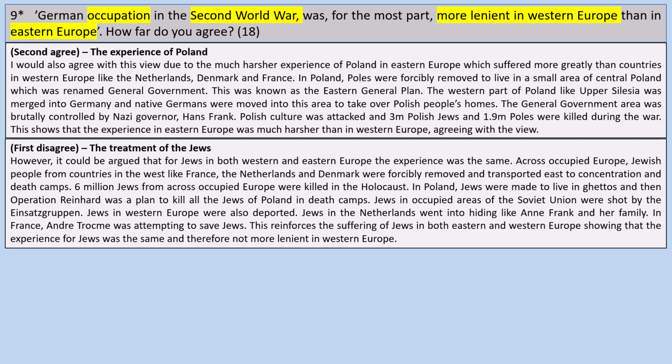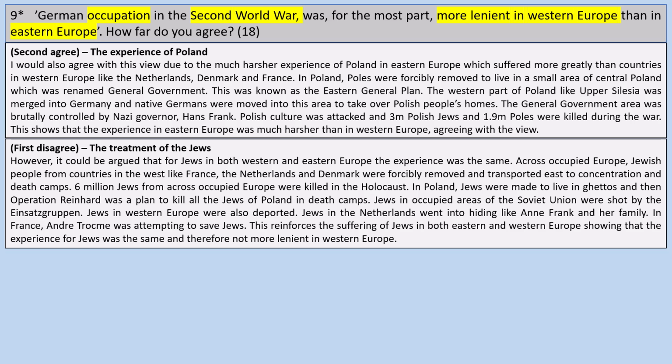Jews in occupied areas of the Soviet Union were shot by the Einsatzgruppen. Jews in Western Europe were also deported. Jews in the Netherlands went into hiding like Anne Frank and her family, and in France, André Trocmé was attempting to save Jews. This reinforces the suffering of Jews in both Eastern and Western Europe, showing that the experience for Jews was the same and therefore not more lenient in Western Europe. So that's going to be our counter argument.